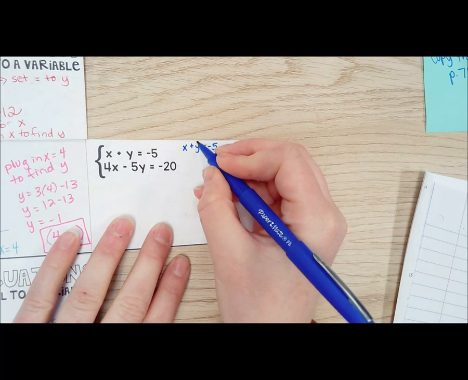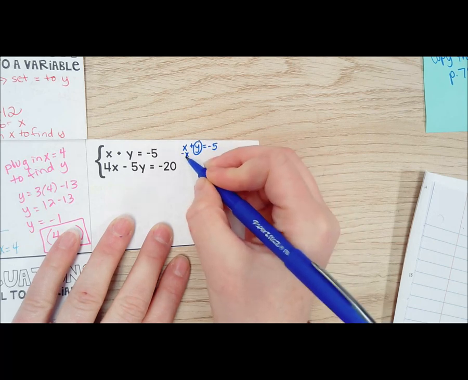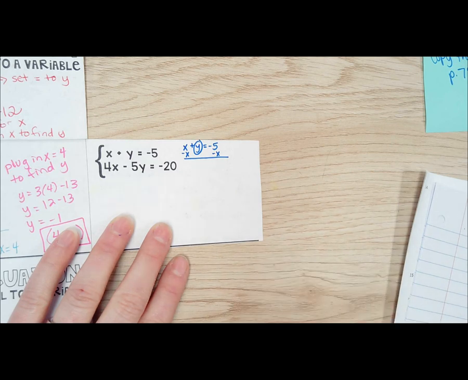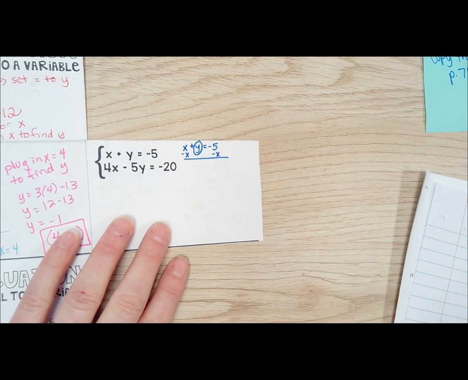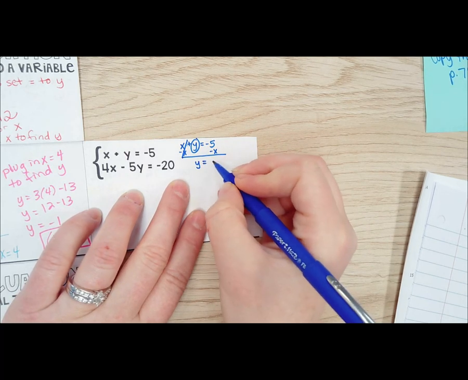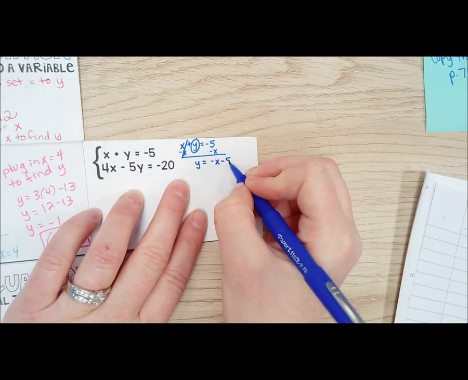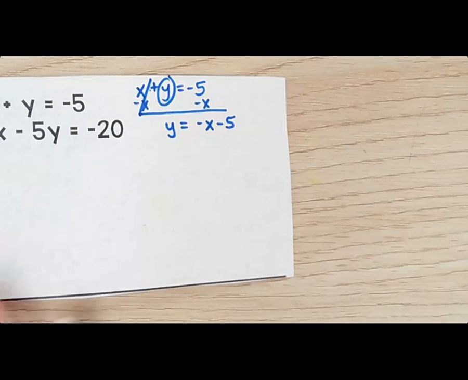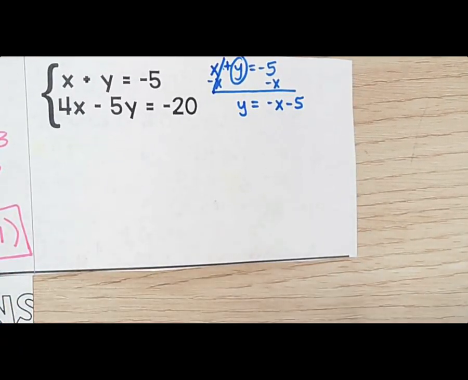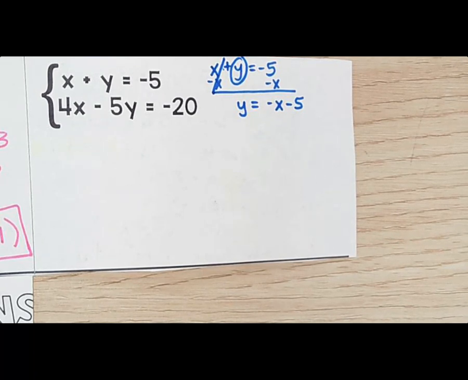I'm going to solve for y, so I need to subtract x from both sides. You could solve for x and then plug that in, but since we're used to solving for y, that's why I chose to do that. There's not just one way to do this, though. So now I'm going to use a highlighter, if I can find one.